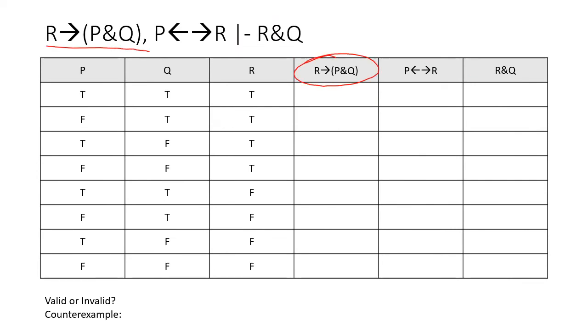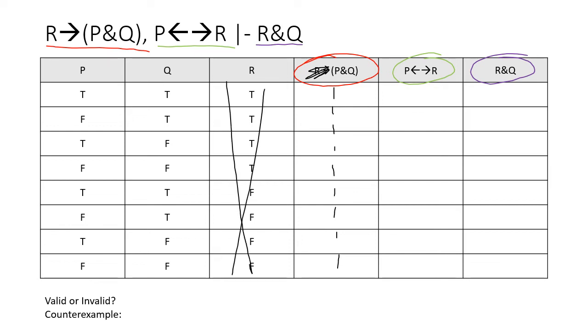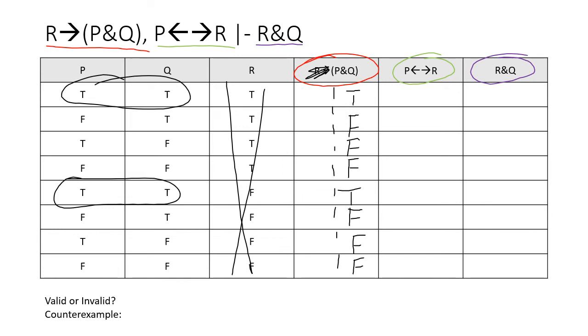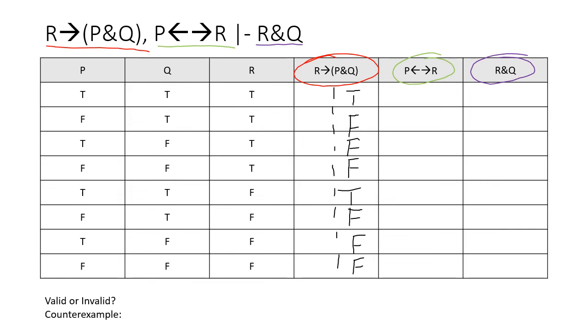Here are our two premises. Here's our conclusion. Looking at the first premise, we've got an ampersand between some parentheses. So we'll do that one first. It's going to be true wherever they match. That's going to be here in lines 1 and 5. And then we've got our R arrow.